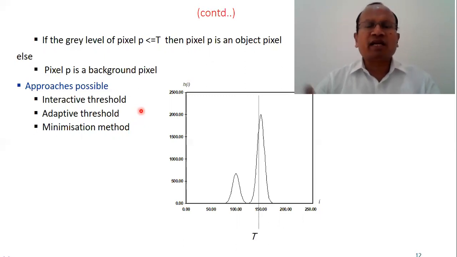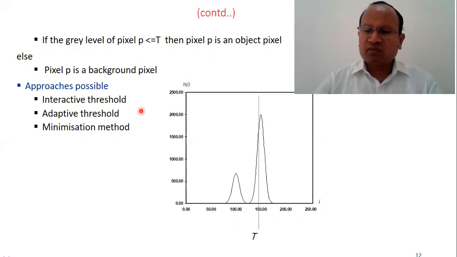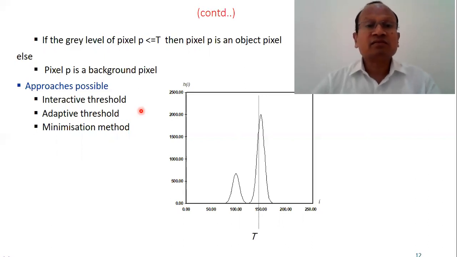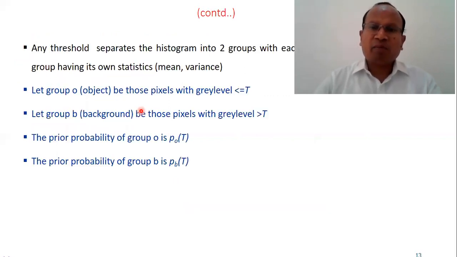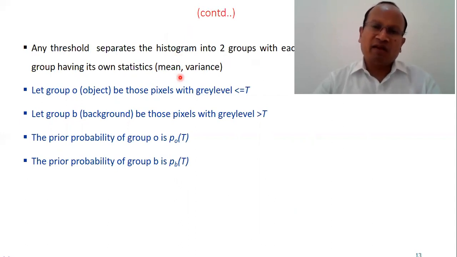We can apply thresholding iteratively. We can change the value of threshold iteratively based on how the image appears and what we are interested in. Adaptive thresholding, we can have a mechanism by which the threshold can change adaptively. Then optimization, some minimization method can also be applied. Like you see here, threshold separates the histogram into two groups. The groups having different mean and variance values.